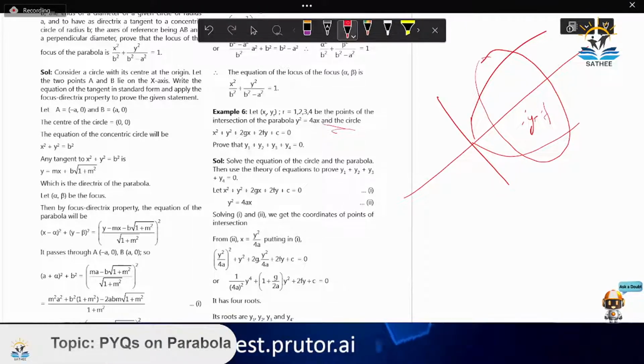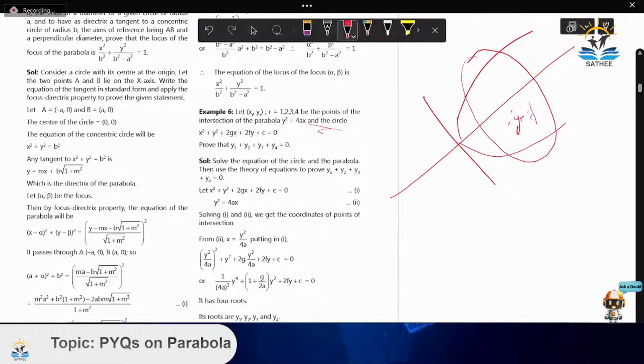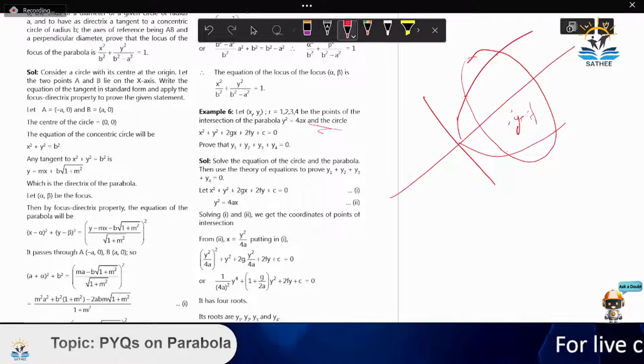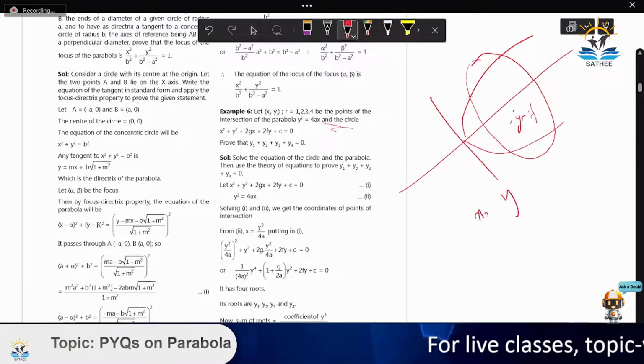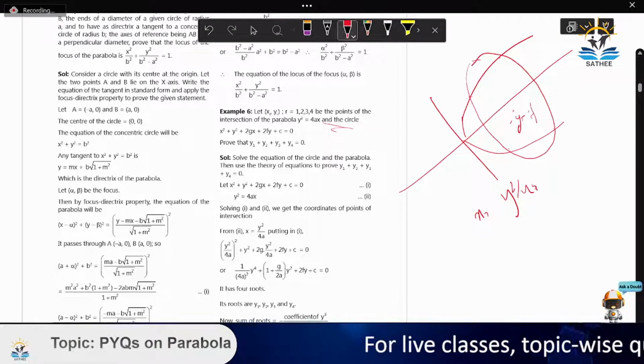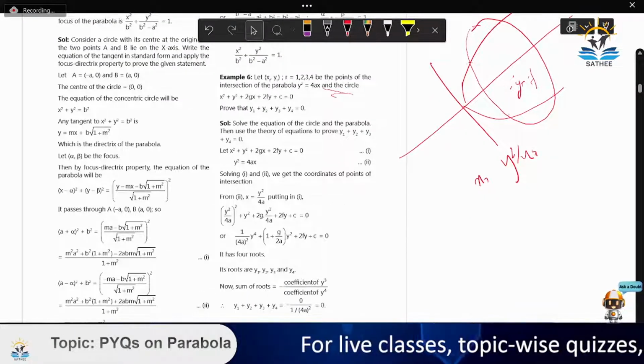So what do I have to prove? That y1 plus y2 plus y3 plus y4 is equal to 0. These are basically the coordinates here. Their sum is equal to 0. There is a very easy approach to this. I can simply write the x value as y square by 4a and put it in the circle's equation.